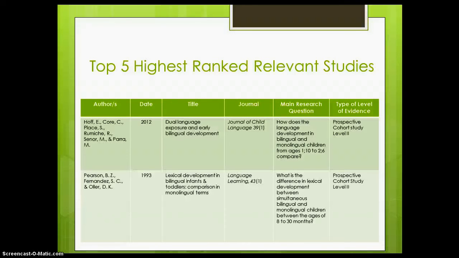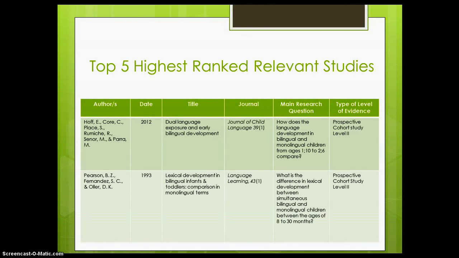Throughout my search process, I used the NHMRC hierarchy to rank the level of evidence of the studies to help me determine whether they were relevant and applicable to my research question. The top 5 studies I found to be most relevant and highest ranked, and their main research question were as follows: dual language exposure and early bilingual development, where the main research question was, how does the language development in bilingual and monolingual children from ages 1 year and 10 months to 2 years and 6 months compare? This was a prospective cohort study, level 2.